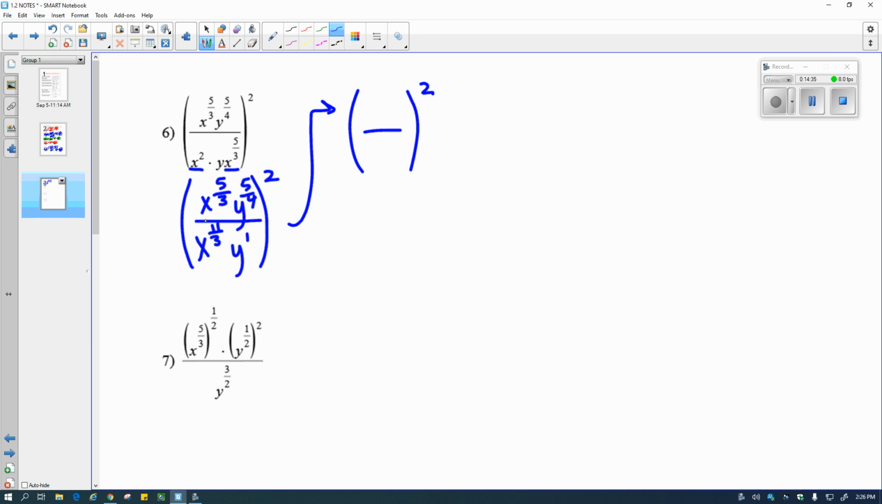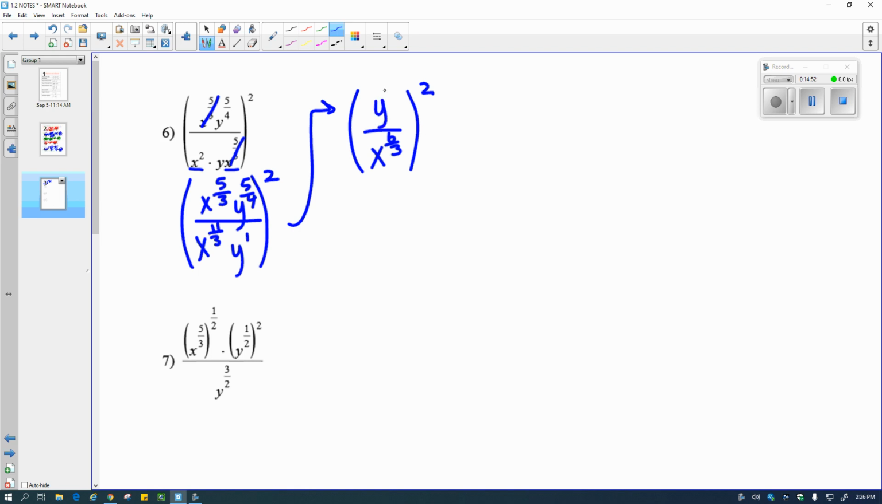That is 11 thirds minus 5 thirds. Oh, I recognized something that I didn't see before. I guess I could have canceled that out right away. That would have made my life a lot easier because I'm going to end up with x to the 6 thirds. See what I mean? How sometimes you miss something and there's not exactly one right way to do this.